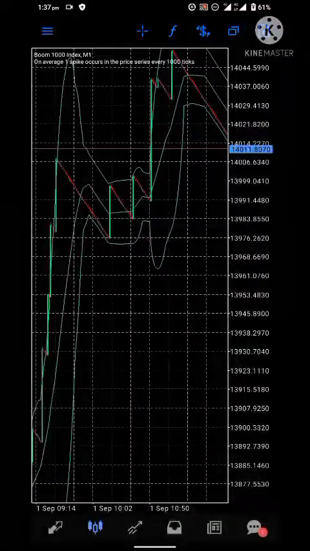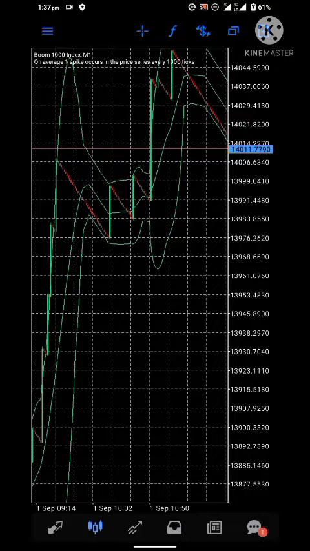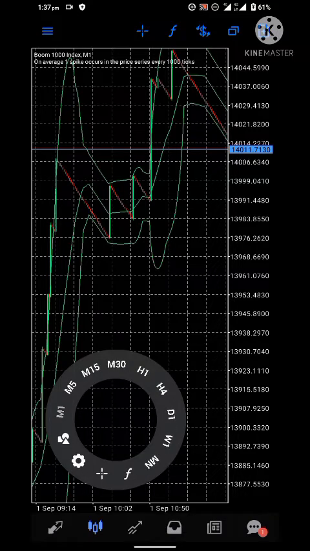Before you trade the boom or crash synthetic indices, you always open your position on the 1 minute time frame, but you use a higher time frame to analyze your market. Higher time frames give you where your support is, where your resistance is, and where the next spike is going to occur.